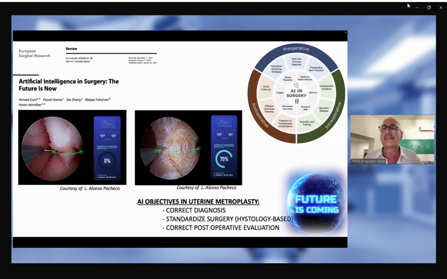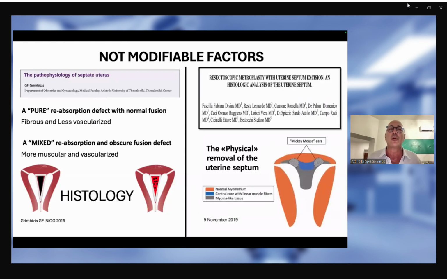This is a slide that my friend Luis Alonso gave to me, in order to show how artificial intelligence can be a valuable tool even in hysteroscopic surgery. And I think that in metroplasty, probably artificial intelligence will help every surgeon to do a correct diagnosis, to standardize surgery, and also to offer the possibility of a correct, accurate post-operative evaluation.